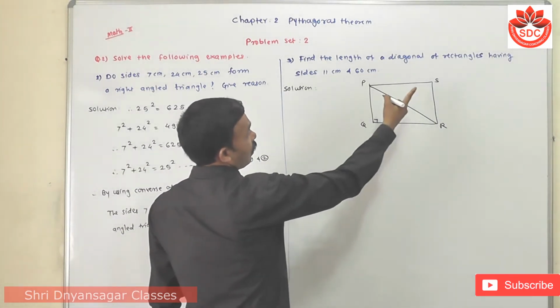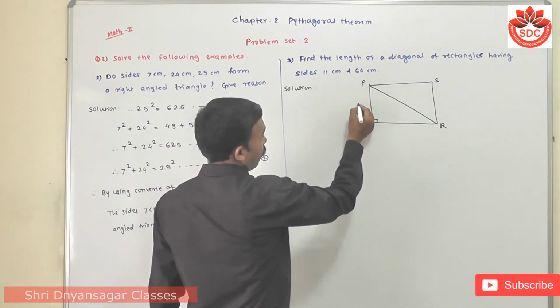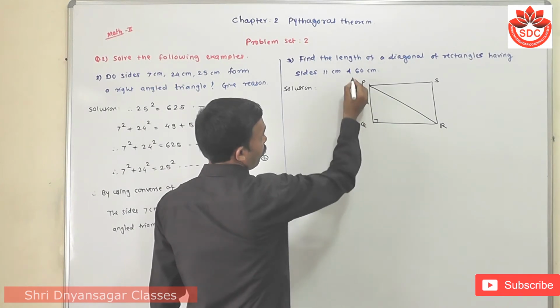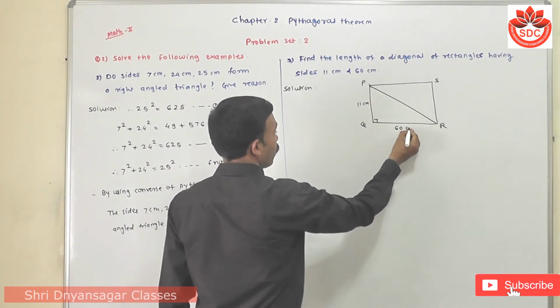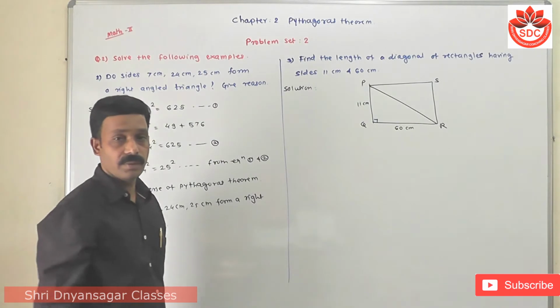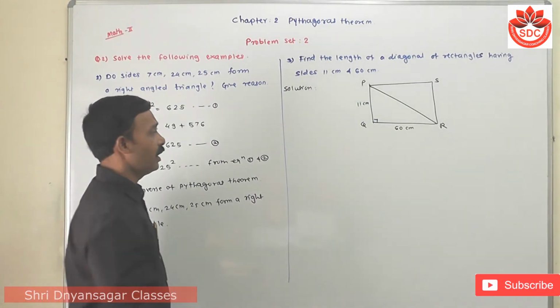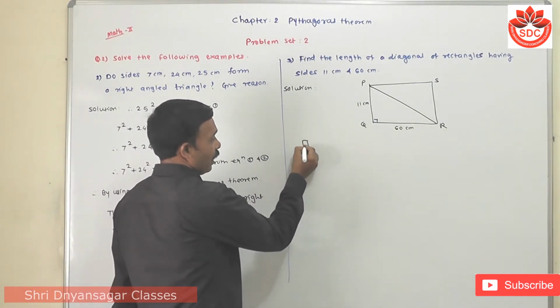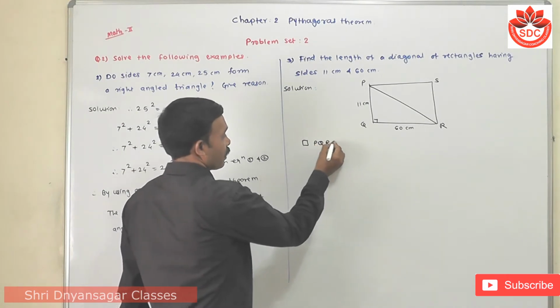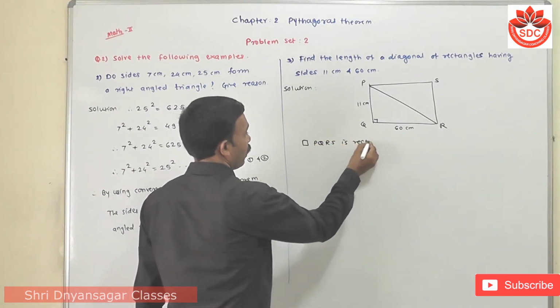Now the sides here are 11 cm. This is the smaller, so I have taken 11 cm, and this bigger one is 60 cm. Students, how to solve it? Look carefully. This quadrilateral PQRS is a rectangle.